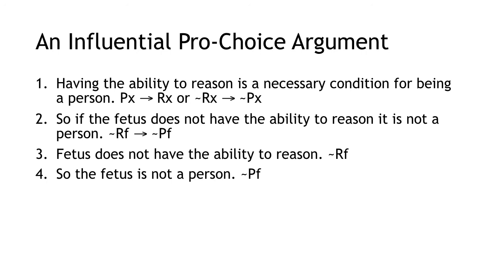So how would we symbolize that? PX arrow RX, or, I think a little better, if not RX, then not PX. If you don't have the ability to reason, then you're not a person. So if the fetus doesn't have the ability to reason, it's not a person. The second conditional just applies this much more general one to a specific case: if not RF, then not PF. The fetus doesn't have the ability to reason, not RF, so the fetus is not a person, not PF.